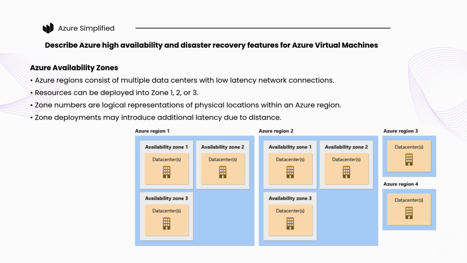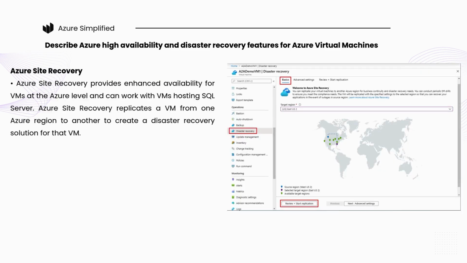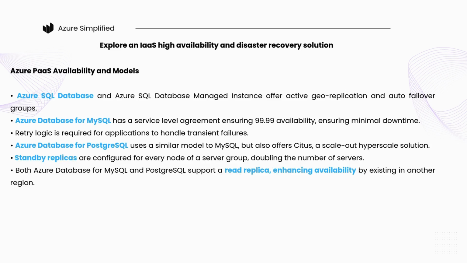Zone numbers are logical representations of physical locations within an Azure region. Zone deployments may introduce additional latency due to distance. Azure Site Recovery: Azure Site Recovery provides enhanced availability for VMs at the Azure level and can work with VMs hosting SQL Server. Azure Site Recovery replicates a VM from one Azure region to another to create a disaster recovery solution for that VM.